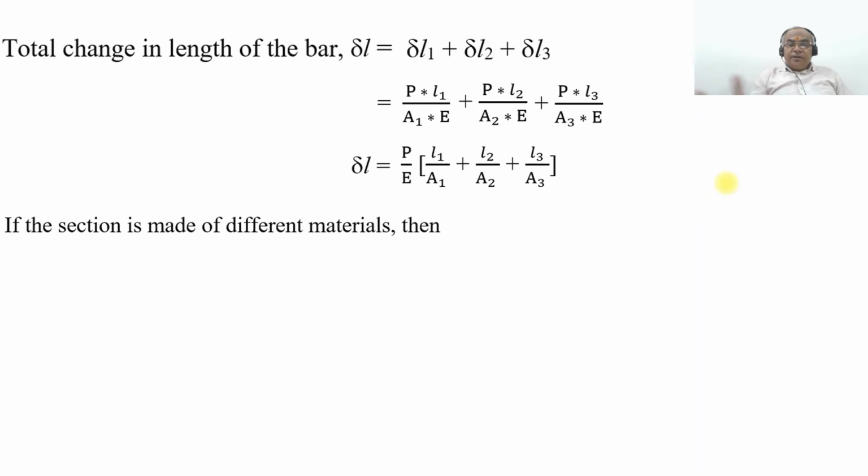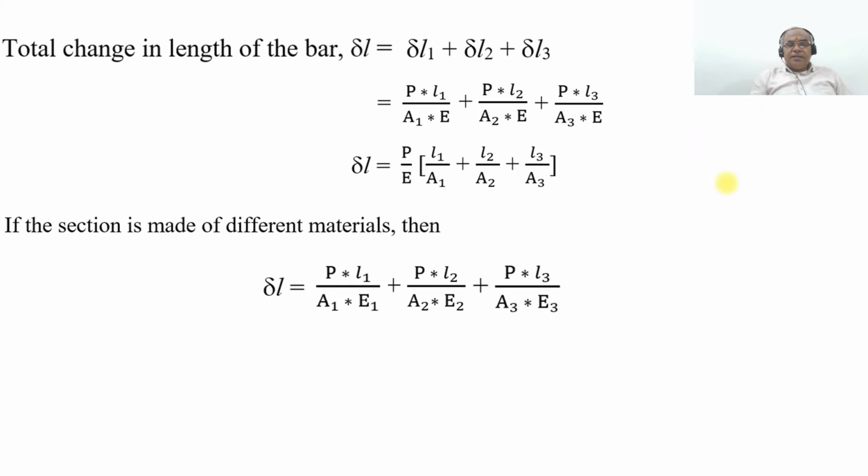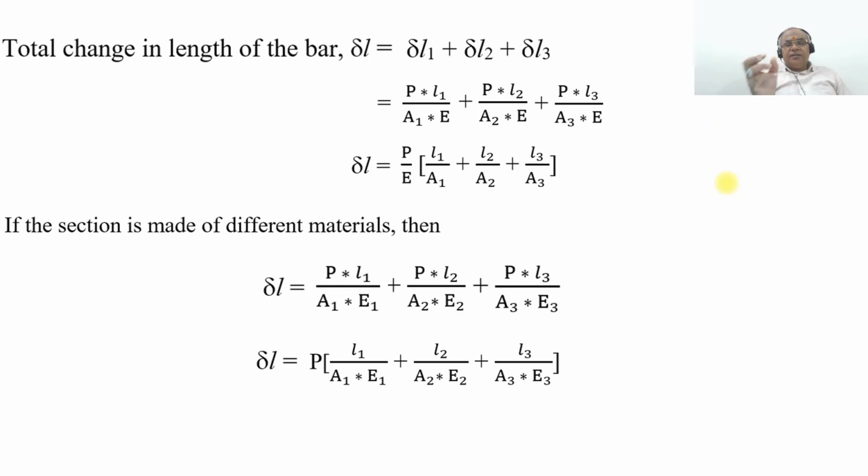If the sections are made of different materials, then delta L equals P into L1 by A1 into E1 plus P into L2 by A2 into E2 plus P into L3 by A3 into E3. Taking out the common factor P, we get P into L1 by A1 E1 plus L2 by A2 E2 plus L3 by A3 E3. Since the sections are made of different materials, E1, E2, E3 come into the picture. Otherwise, it is P by E into L1 by A1 plus L2 by A2 plus L3 by A3, as shown here.